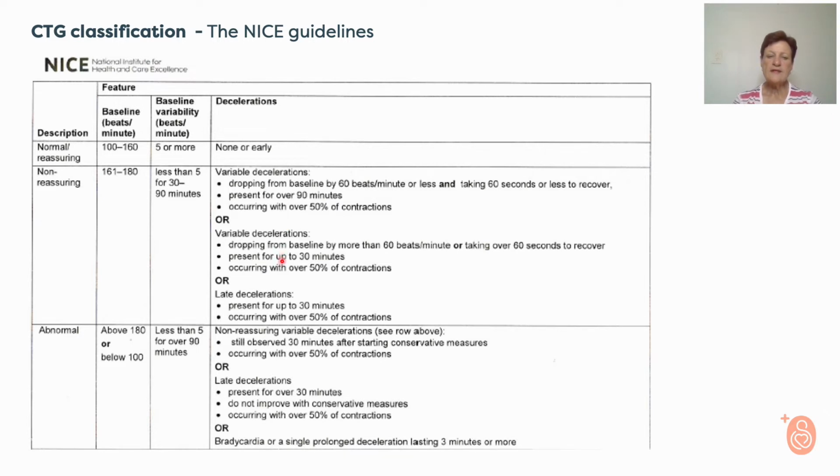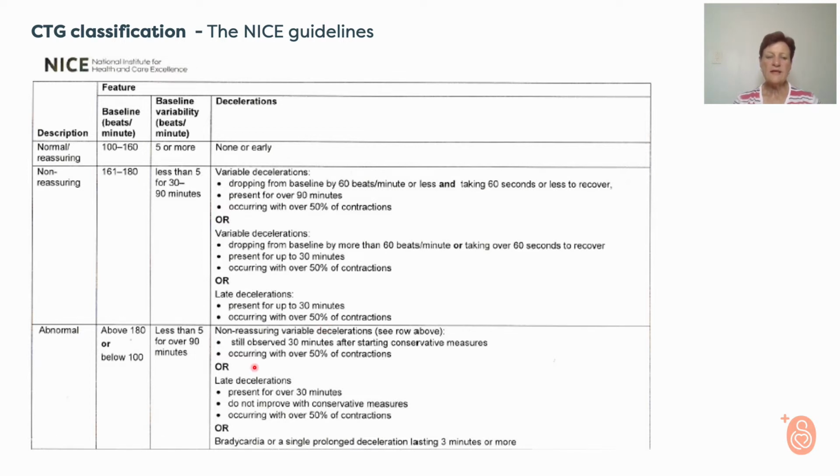Or where there's the other side of the 60-60 rule, where they are more than 60 beats per minute and taking longer than 60 seconds to recover, but they are only present for up to 30 minutes and they're occurring with over 50% of the contractions. Or late decelerations for up to 30 minutes and they're occurring with up to 50% of the contractions.